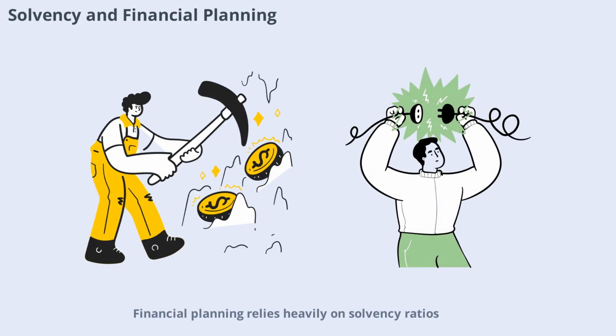Financial planning relies heavily on solvency ratios. By forecasting future ratios, companies can anticipate potential challenges and plan accordingly. This proactive approach helps ensure long-term stability and supports sustainable growth.